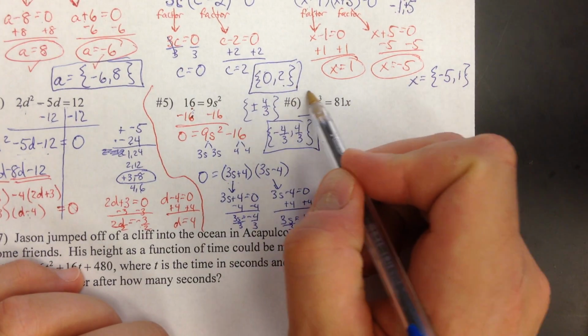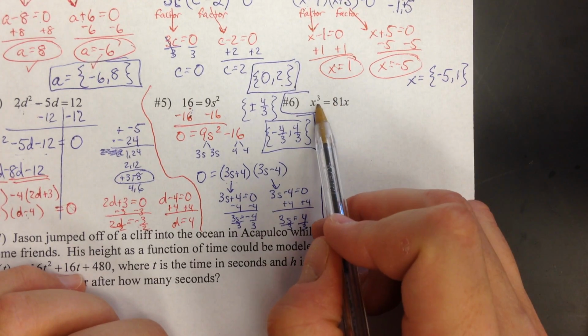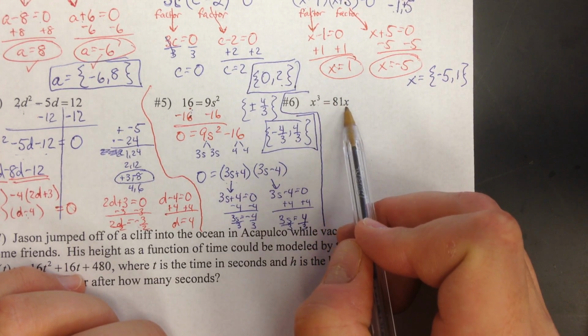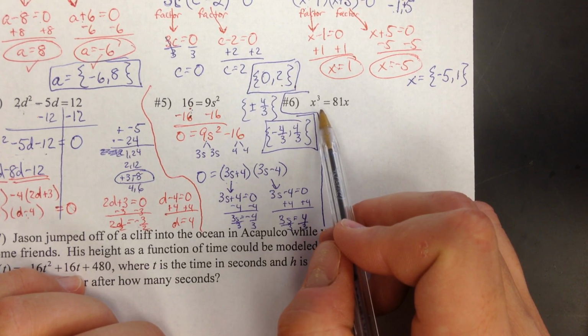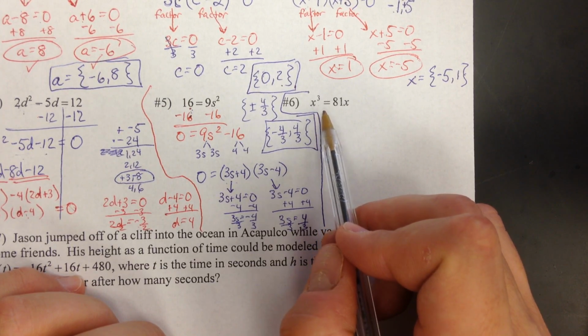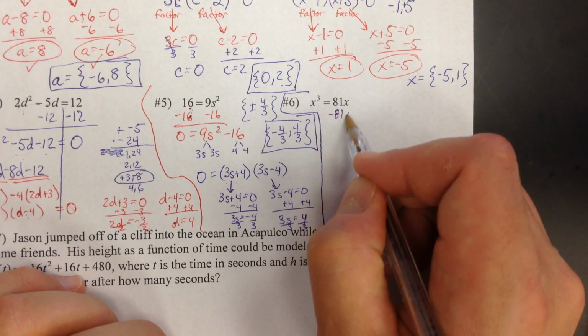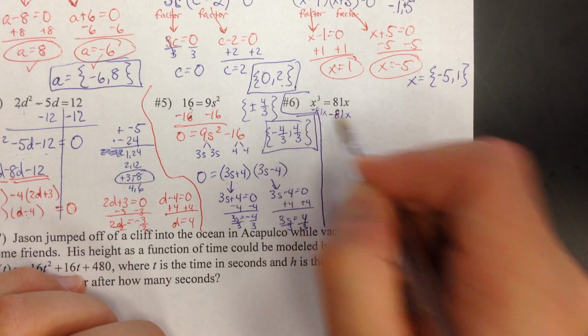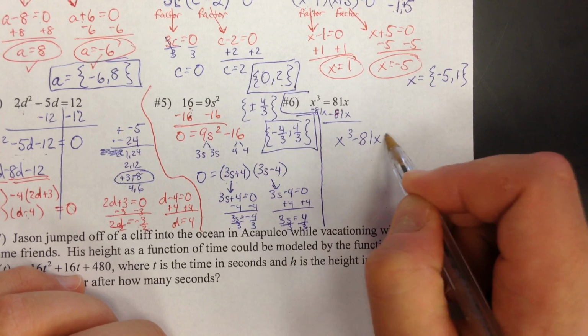All right, let's take a look at number 6 here. Kind of running out of space. X to the third equals 81x. This is not a quadratic, but it doesn't mean that we can't do it. We still need to set the equation to 0. So I'm going to move the 81x. I'm going to subtract it from both sides. And we get x to the third minus 81x equals 0.